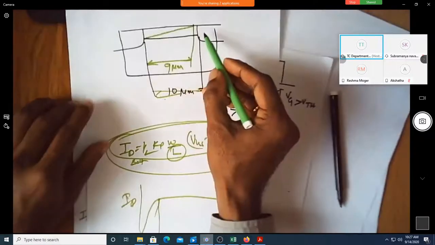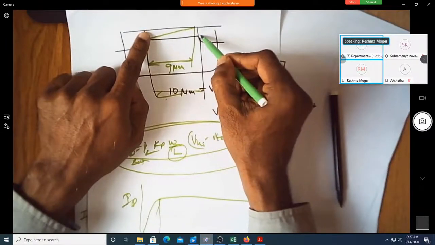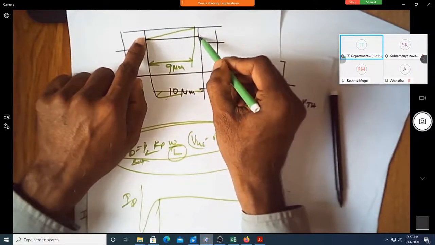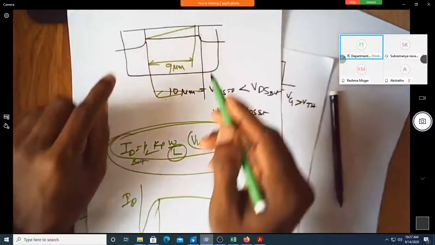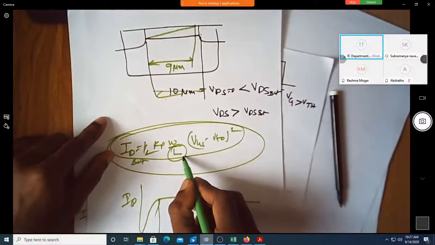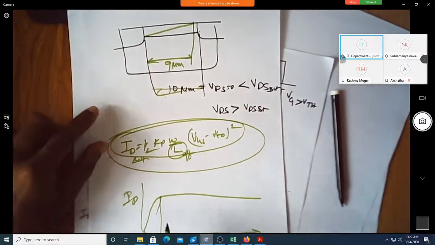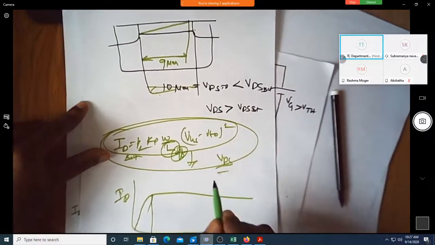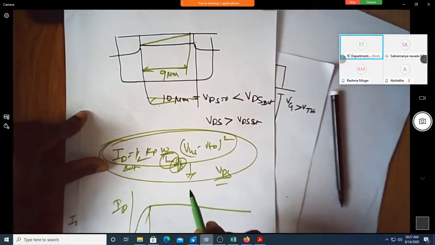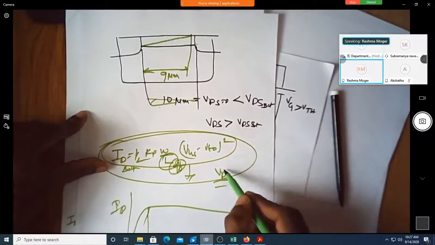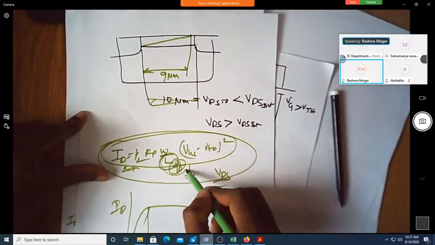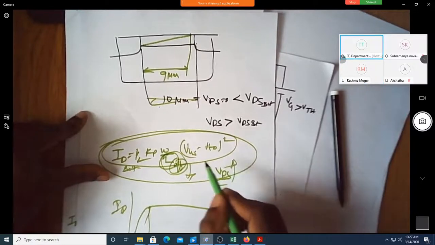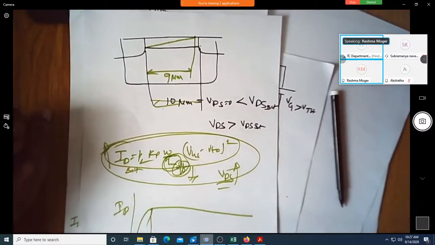So it is not the physical length we are talking about. The effective length is no more this. The effective length actually reduces. So this is no more L, I will write it as L effective. Does L effective reduce as you increase VDS? Yes, sir. Okay, suppose this L effective is reducing as you increase VDS, should ID increase?